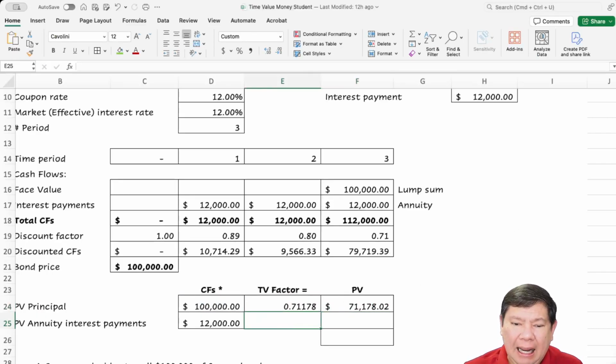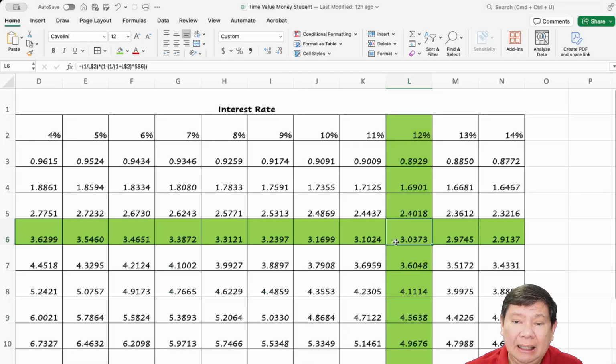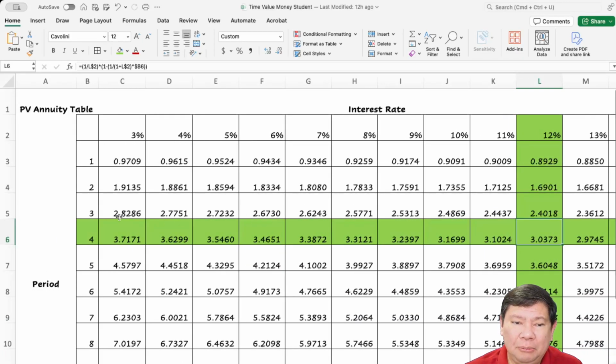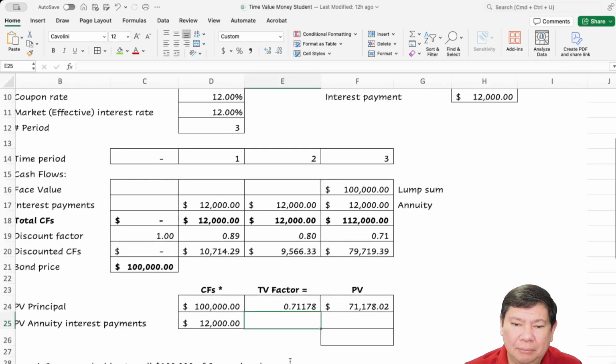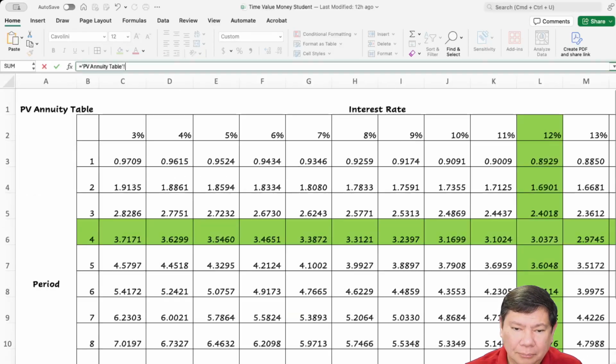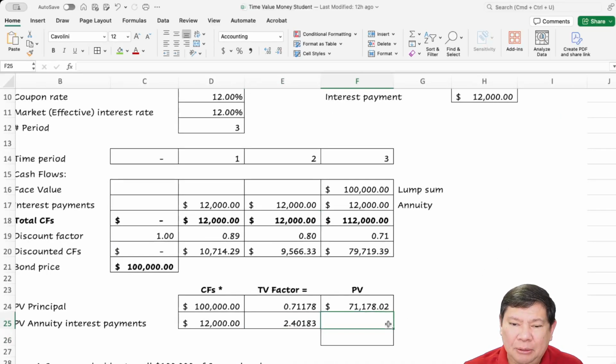Okay. And then the present value annuity table will be used for the annuity interest. 12%. Oh, we need to move it to 3 years. So this one, 2.418. Okay, 3 years, not 4 years. Okay, and then you multiply that by the $12,000. So when you add these two present value calculations, again you get $100,000.